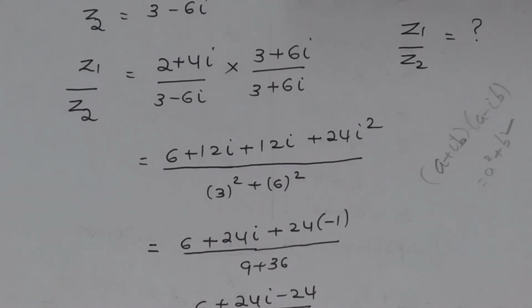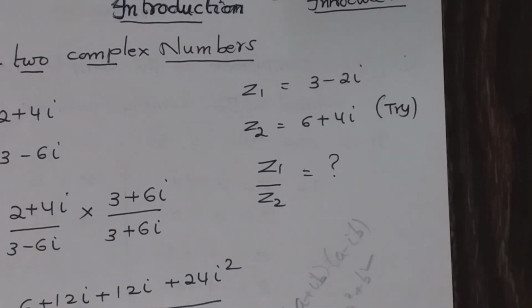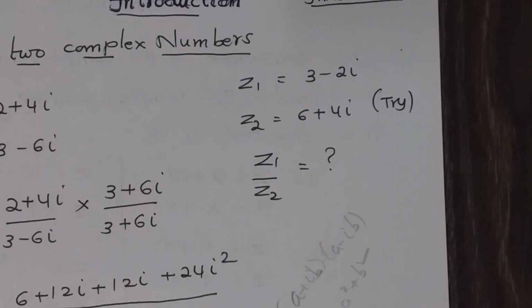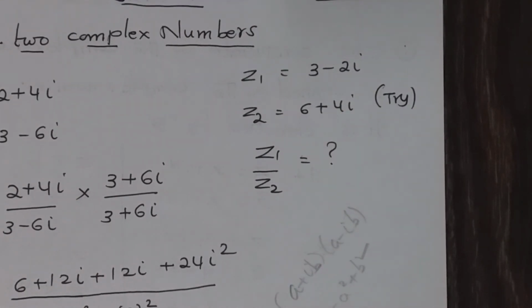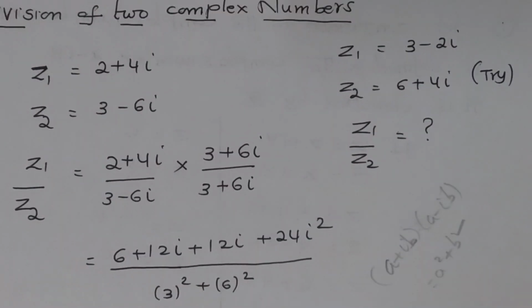Okay students, so this is the first part of the revision of exercise 2.4. In the next video we will see the second part also. Now if you want, try this one. z1 is 3 minus 2i, z2 is 6 plus 4i, z1 by z2, try yourself. You know the procedure. Take the complex conjugate of the denominator, then multiply both numerator and denominator, then you do this.